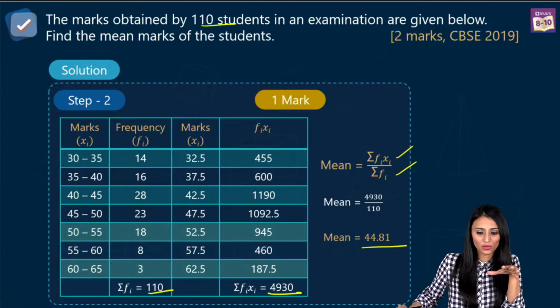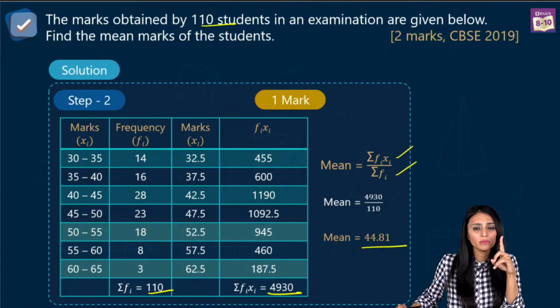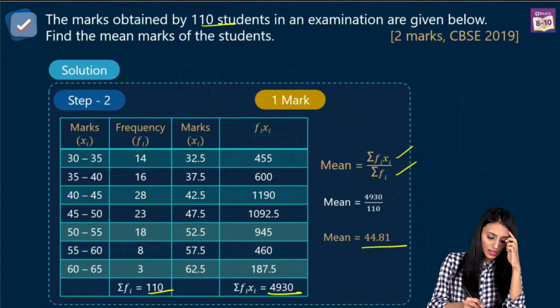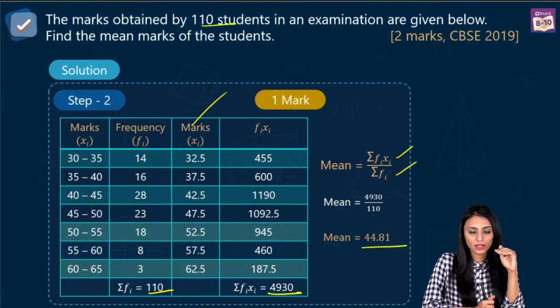See, if you are using assumed mean method, in that case you would require anyways class marks, right? Then you would assume a mean from here, a value. For that, you will have to form di and then fi di. Right. Correct, right.